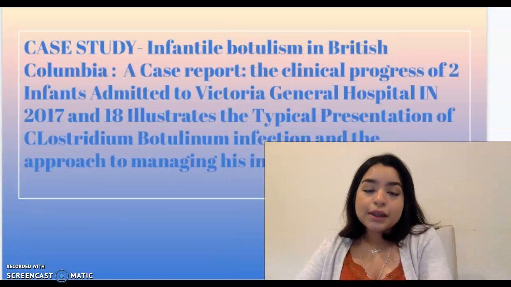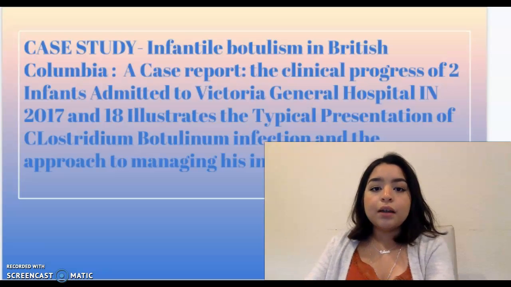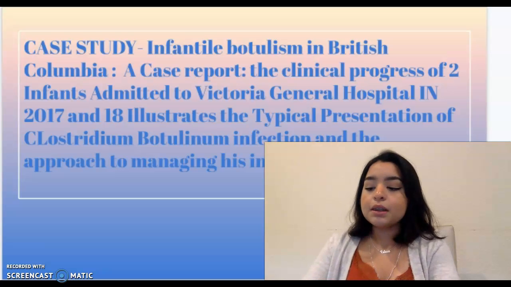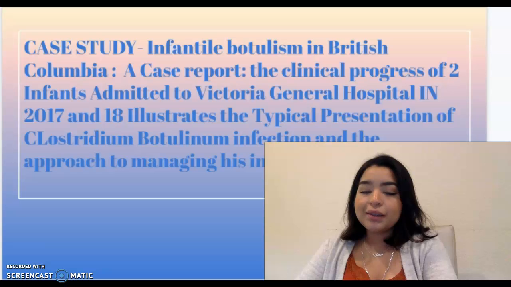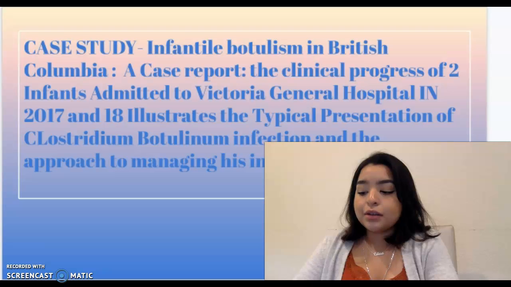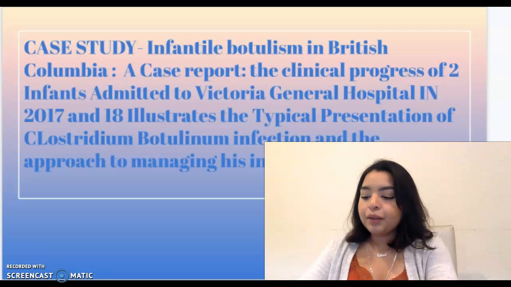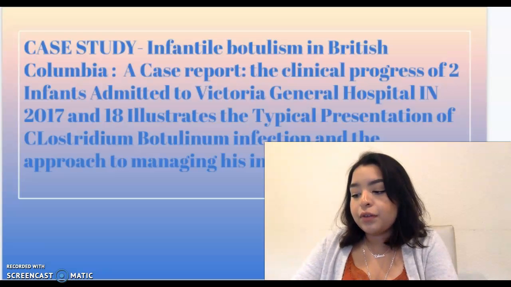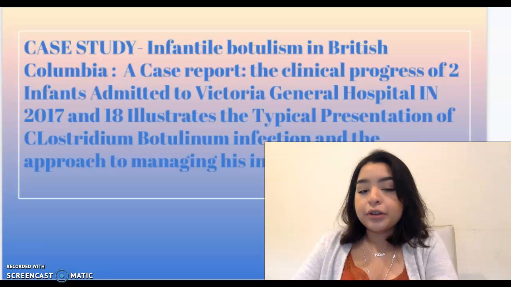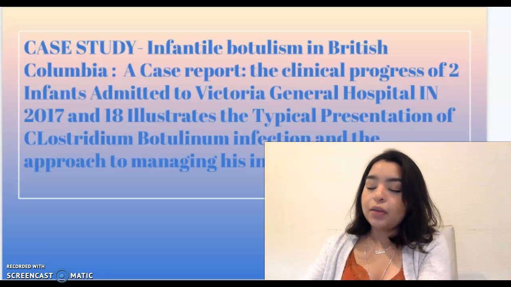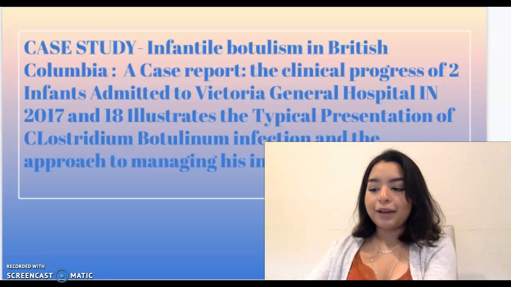In 2017 and 2018, there was a case study done in British Columbia with two infants. Infantile botulism is a very rare condition, only occurring in children under 1 year. It is caused by the ingestion of Clostridium botulinum spores, and it complicates respiratory function with recurrent atelectasis and pneumothorax.